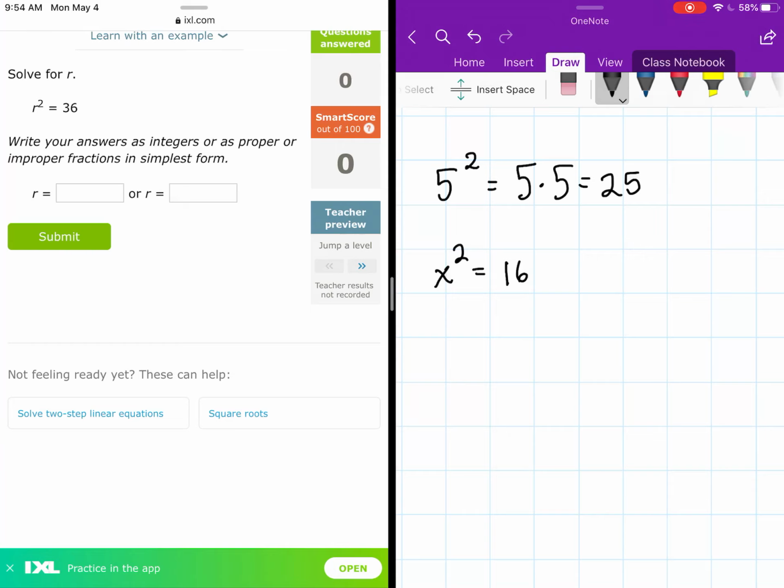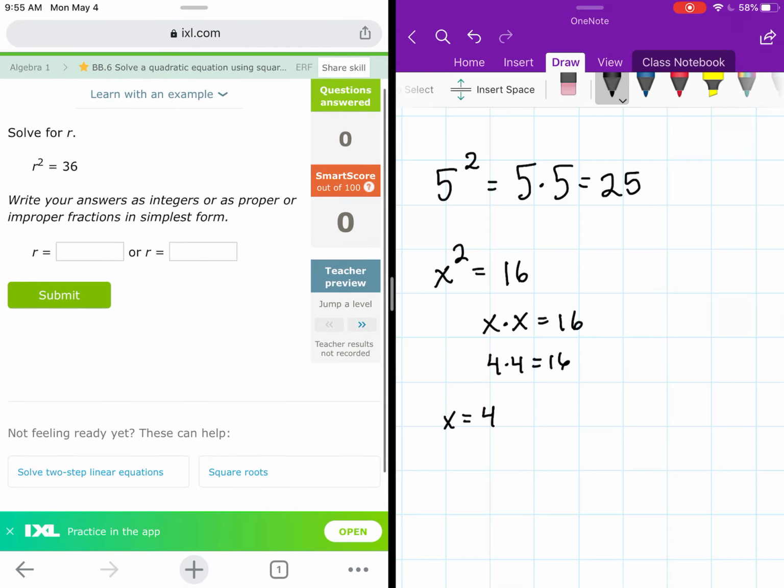So how does that work? That means I need two numbers that are the same number, that when I multiply them together, x times x, or number times number, is going to give me 16. So what same number is that? The number that works here is 4. 4 times 4 gives us 16. So then what we're going to do is 4 times 4 equals 16. That means that x is equal to 4.